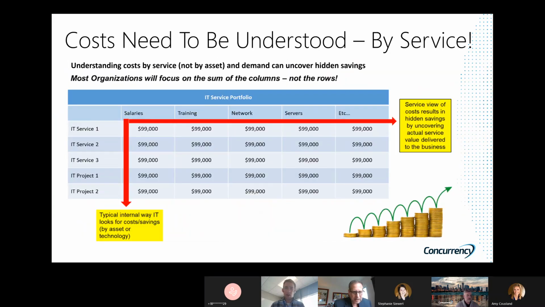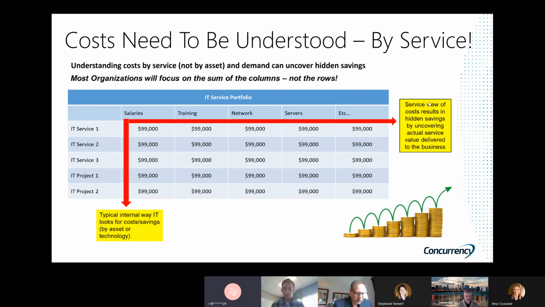All right, let's talk a little bit about understanding costs in the context of services, whether these are ones that IT itself owns or applications that are run entirely by the business, but still have technology invested within them. Yes, and the goal here is to take a little bit different view of your costs. The typical way that IT looks at costs is by asset. So I'm looking at people salaries and training and network, and I'm providing budgets by that, and I'm rolling those up to a general ledger, and I'm seeing that the costs are there.